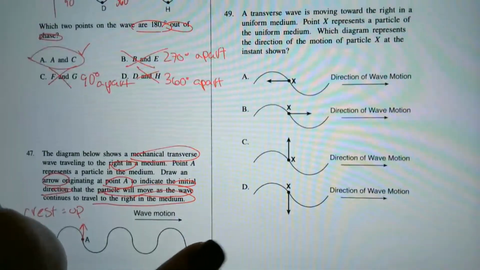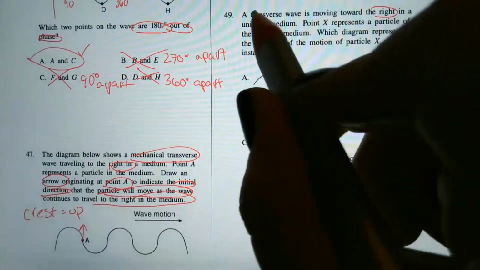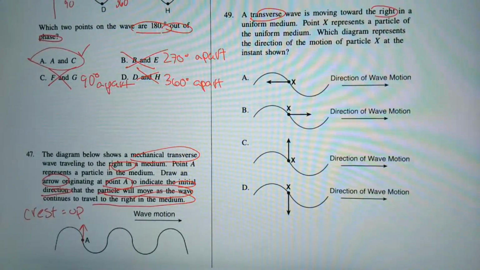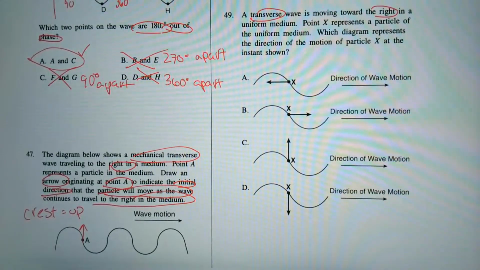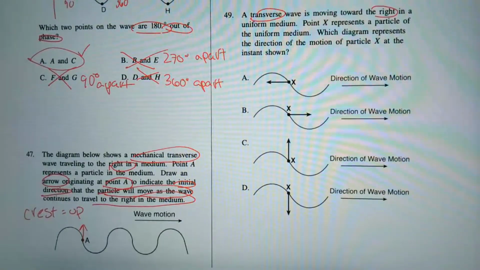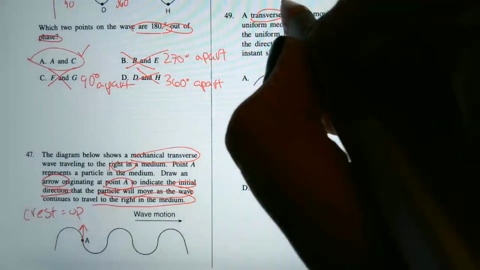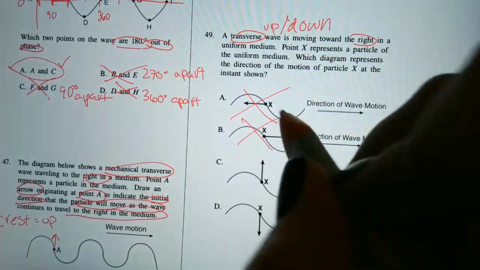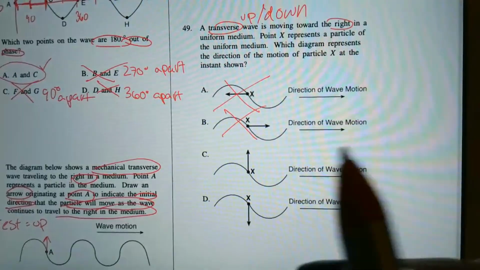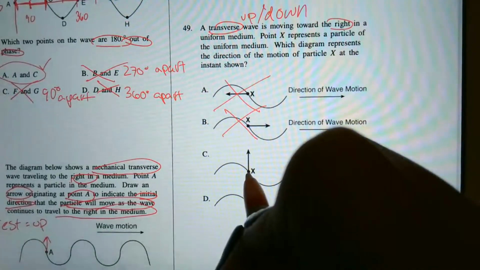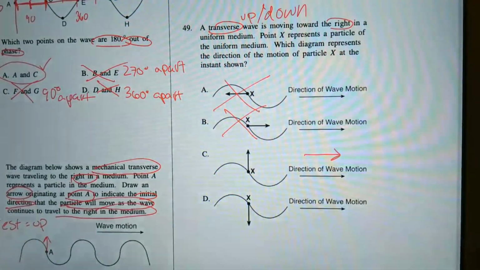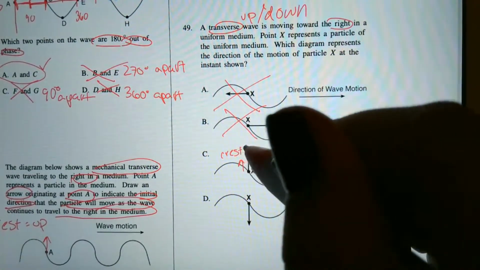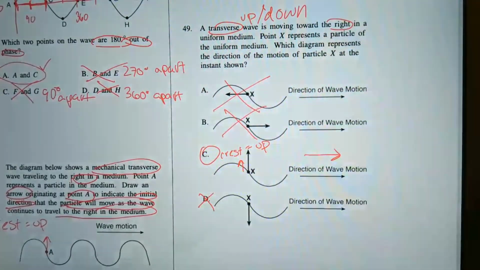49. A transverse wave is moving towards the right in a uniform medium. Point X represents a particle in the uniform medium. Which diagram best represents the direction of motion of particle X at the instant shown? First of all, transverse waves only move up and down, so anything that's saying left and right is totally wrong. Now that we're moving to the right, we're going to look at point X and the particle. We're going to look opposite the wave's motion, behind the particle. We see a crest, so we know that it has to go up. So therefore, it's answer choice C.